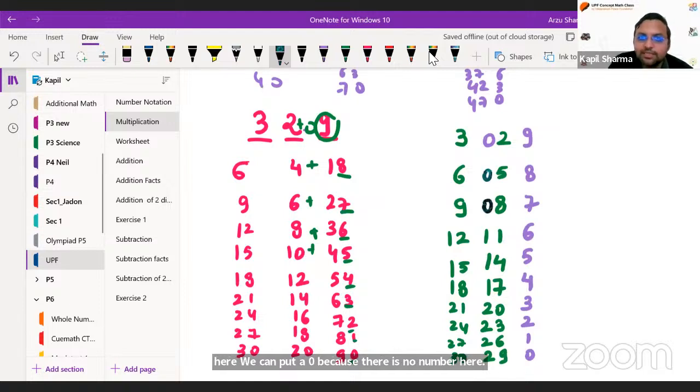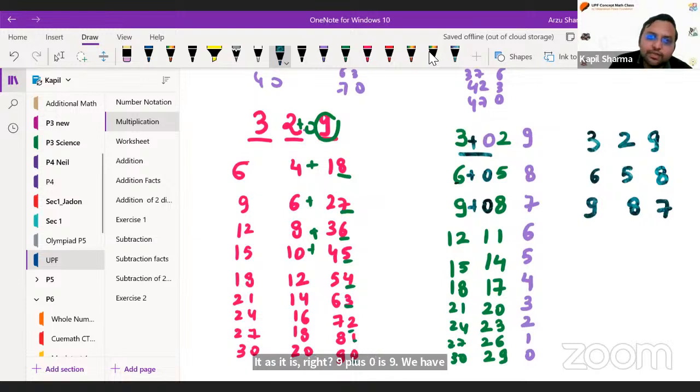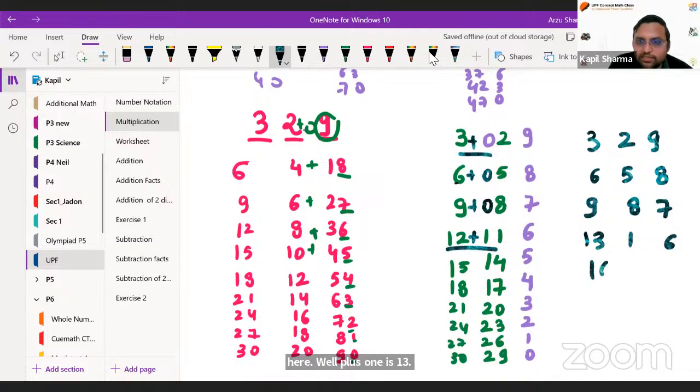So 3 plus 0 will be 3. We'll keep 2 as it is, 9 as it is. 6 plus 0 is 6. We'll keep 5 as it is, 8 as it is, right? 9 plus 0 is 9. We have 8 here, 7 here. 12 plus 1 is 13. 1 and 6. Then 15 plus 1 is 16. 4 and 5. Okay. Then 18 plus 1 is 19. Then there is a 7 and 4.